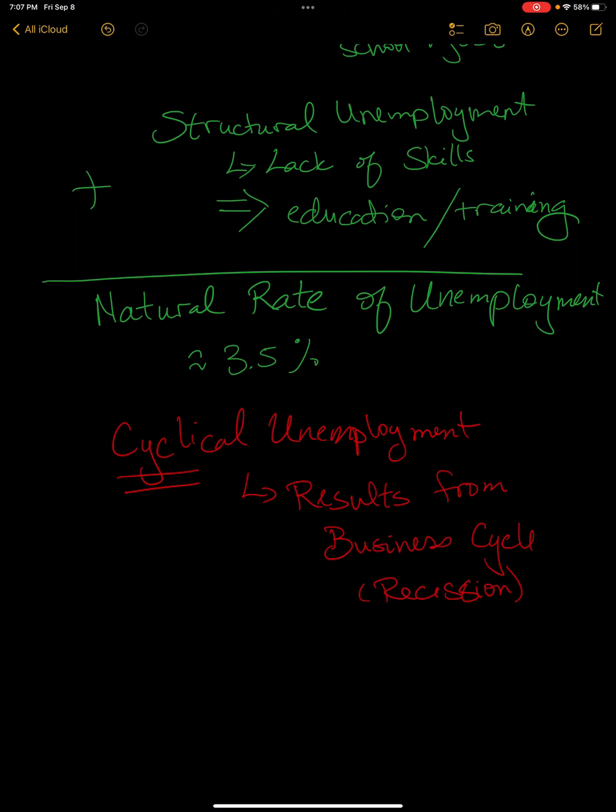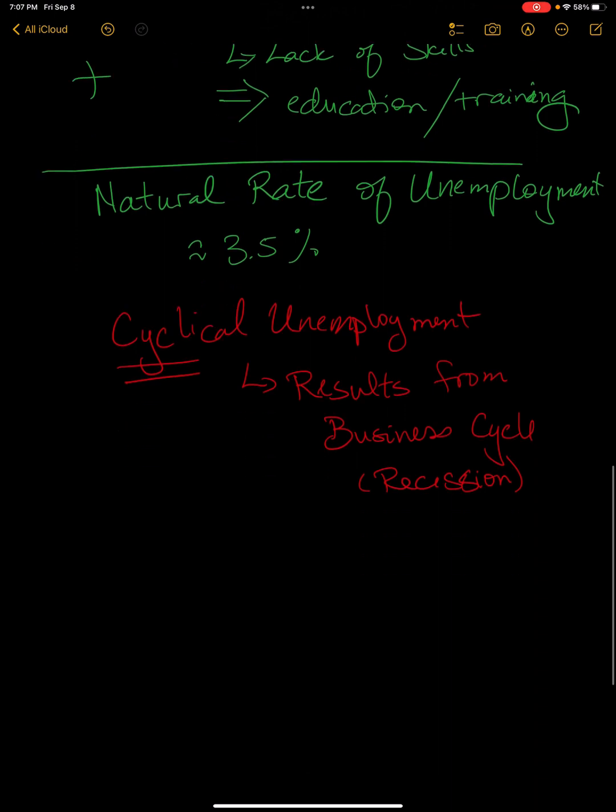This has nothing to do with you wanting to leave your job. It has nothing to do with you not having, quote unquote, good enough skills. It has everything to do with the fact that a recession is coming or a recession is here. And it is the worst type of unemployment because there is no easy solution. How do you end cyclical unemployment? You end the recession. Even then, it's not a guarantee.